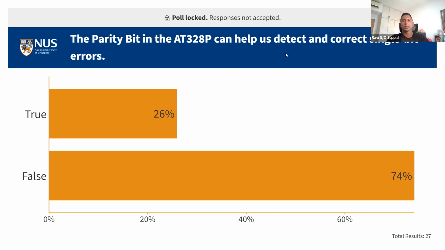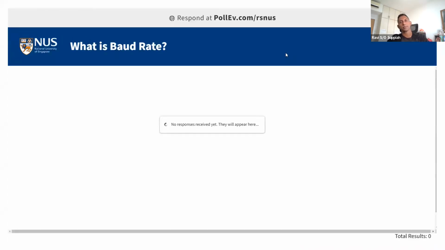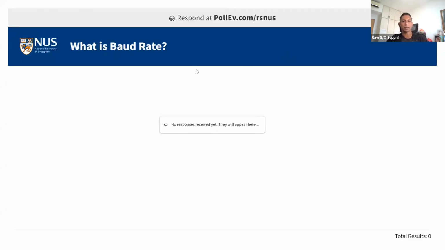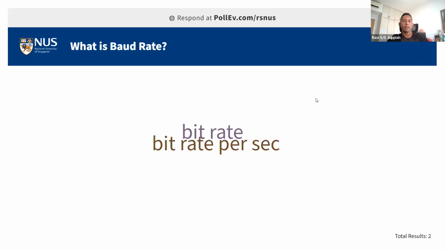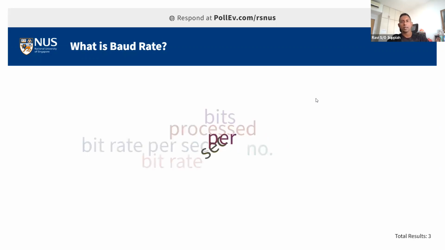Okay, so let me do one more poll here. So this one, you need to type in something. So what exactly is baud rate? Because when we talk about the UART, and usually when you talk about any form of serial interface, you will see this term very frequently, baud rate. So what exactly is baud rate?